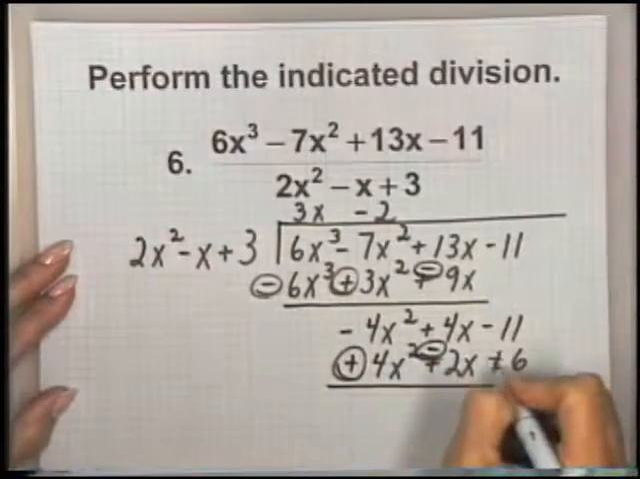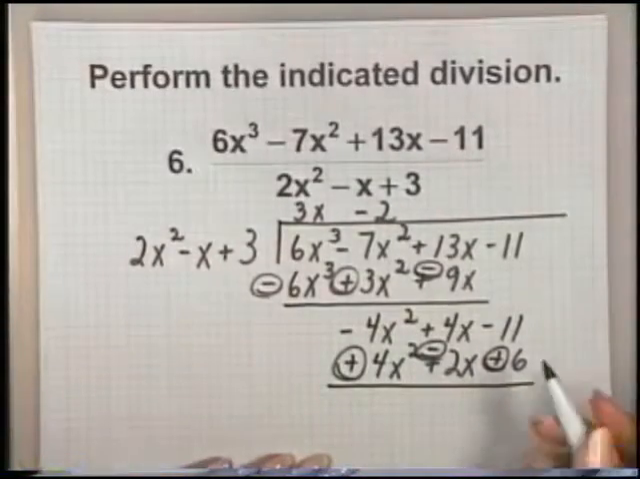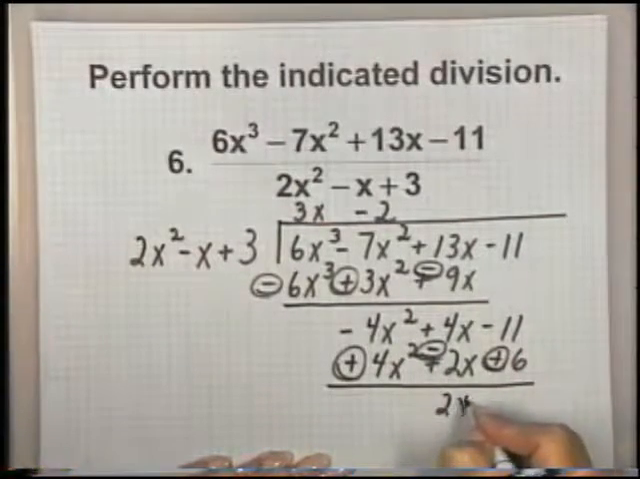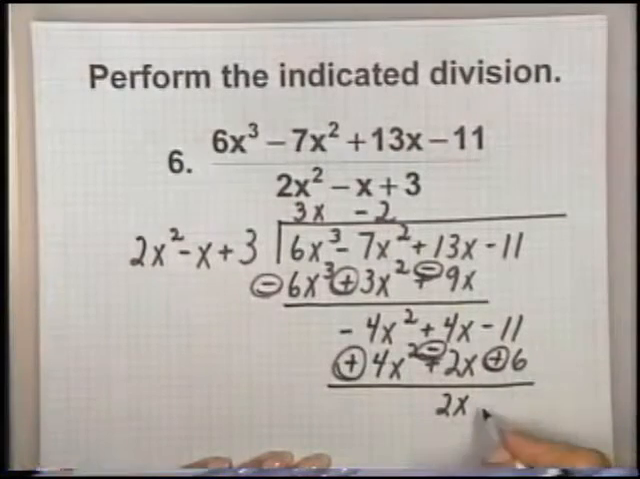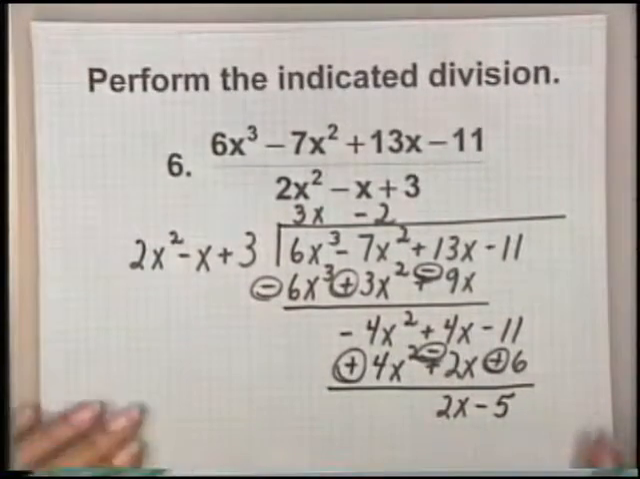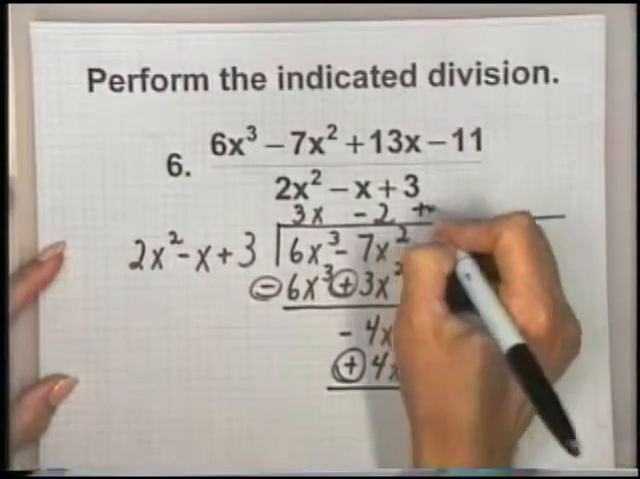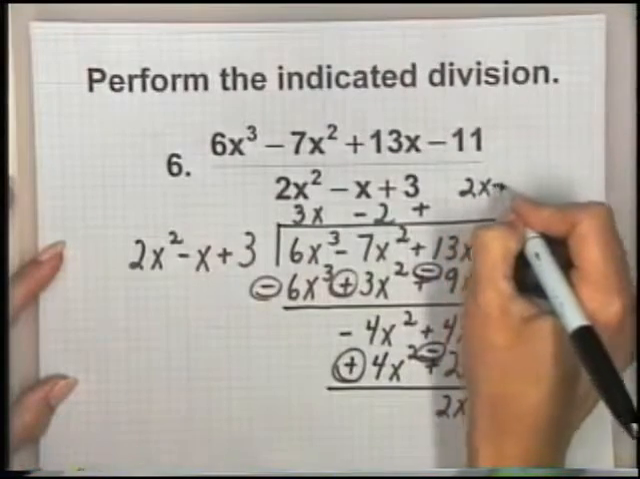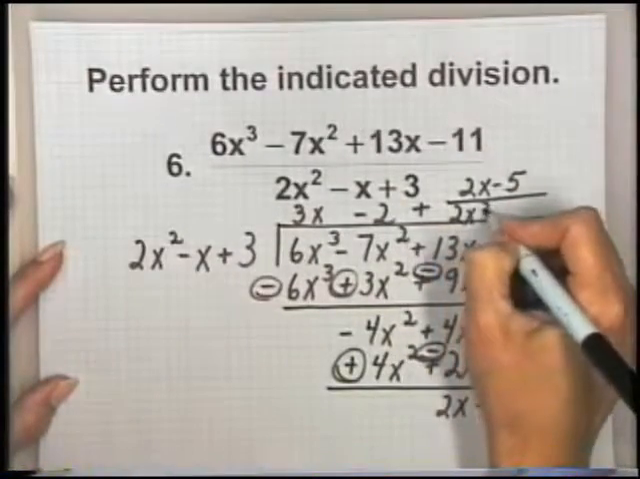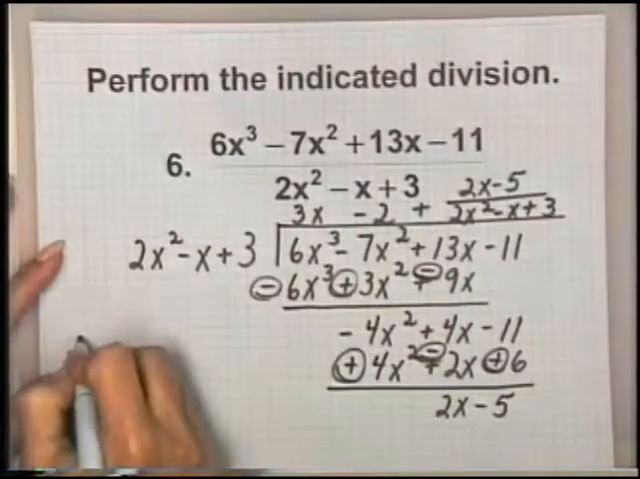Now let's change those signs. Minus 4x squared plus 4x squared is 0x squared. 4x subtract 2x is a positive 2x. Minus 11 plus 6 is a minus 5. So 2x minus 5 serves as my remainder. Let's write a plus, and then let's write 2x minus 5 over my 2x squared minus x plus 3.